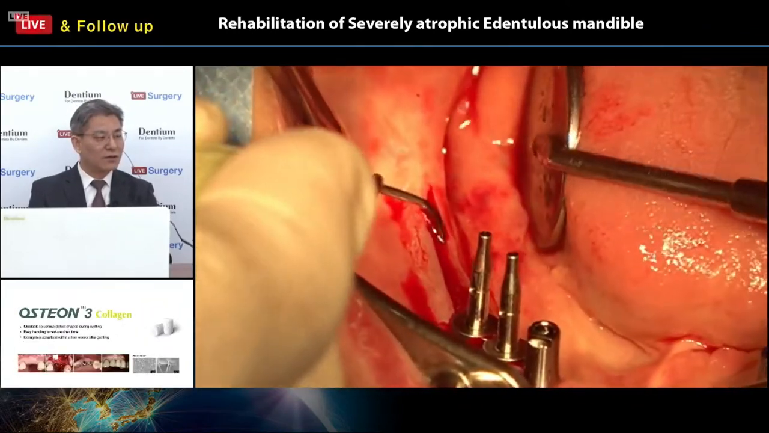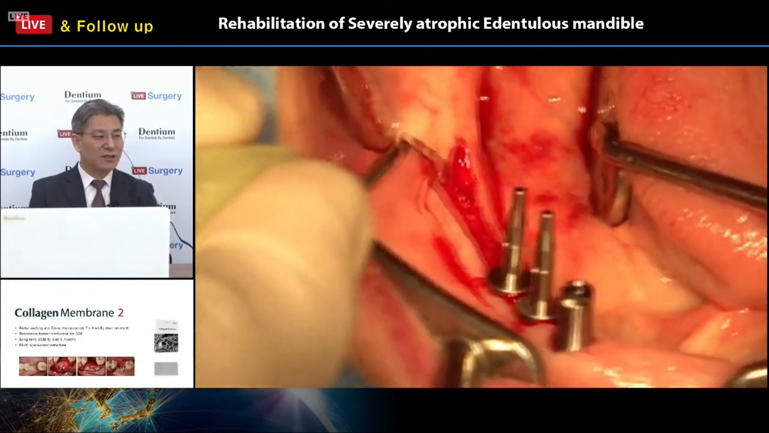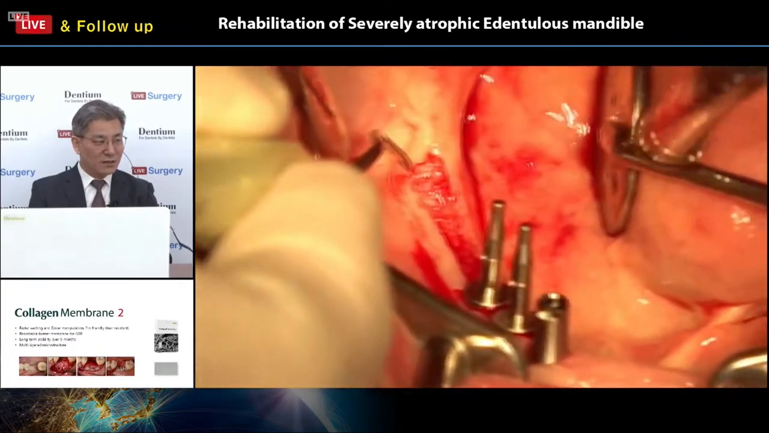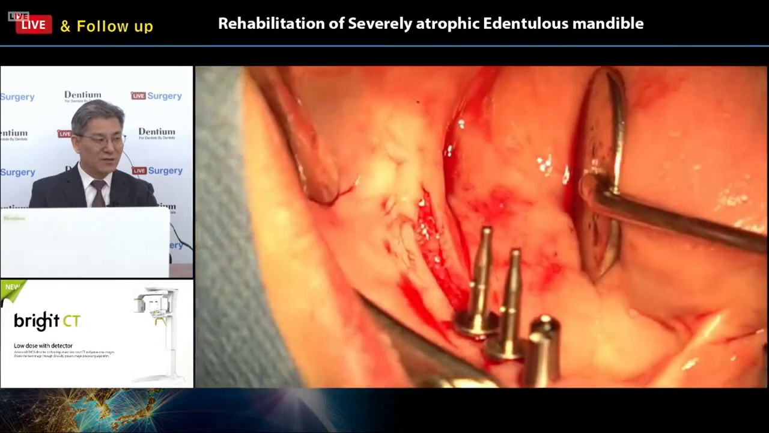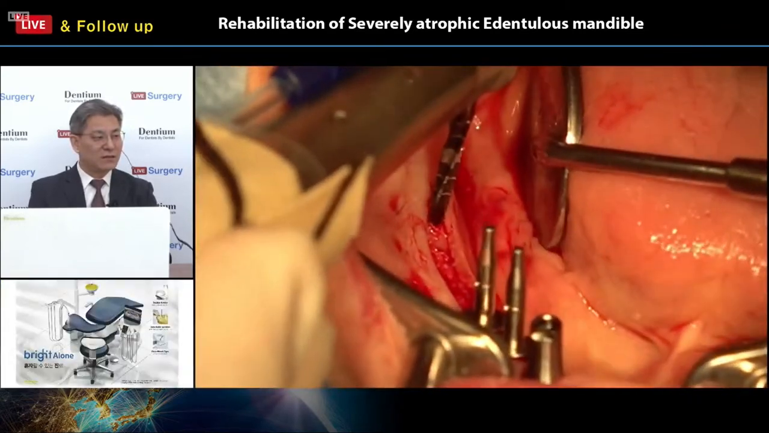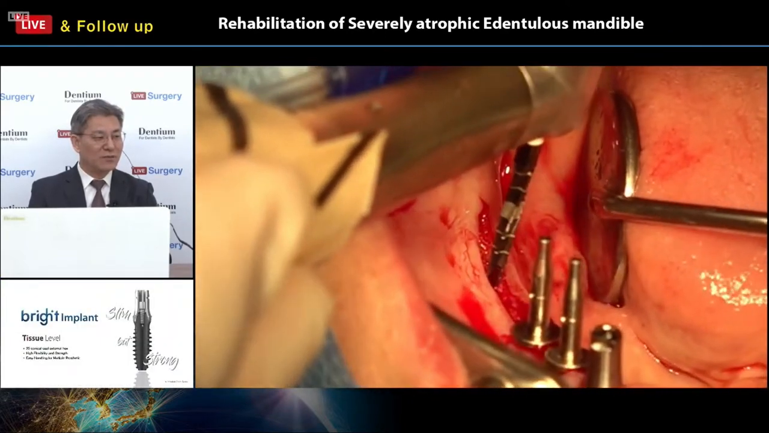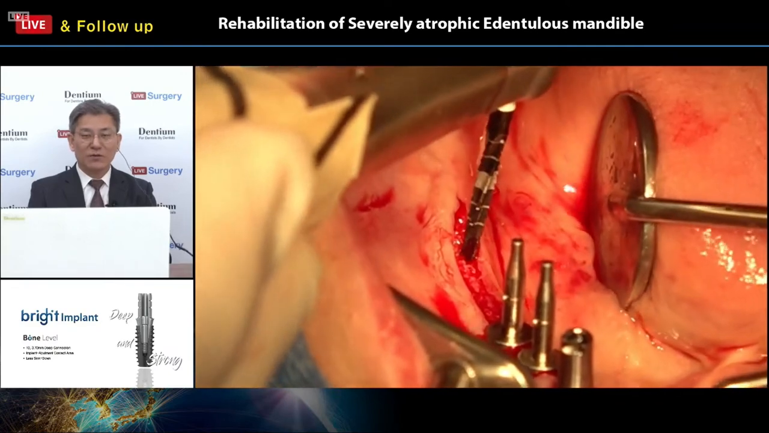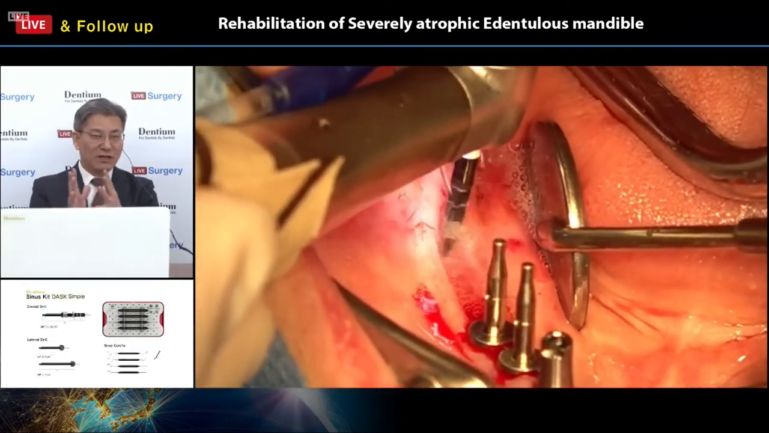A little bit more reflection. I think the proper position, Dr. Chung thinks the proper position is a little bit posterior. So he reflects the flap and moves a little bit distally for the proper final restoration, starting to move a little bit distally.